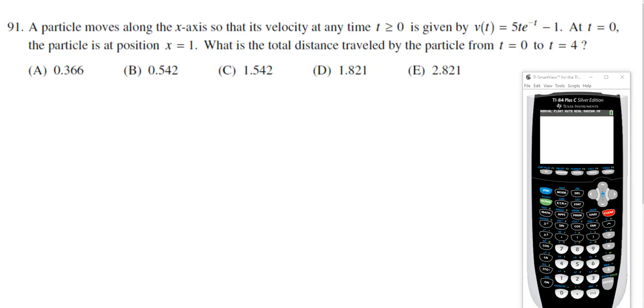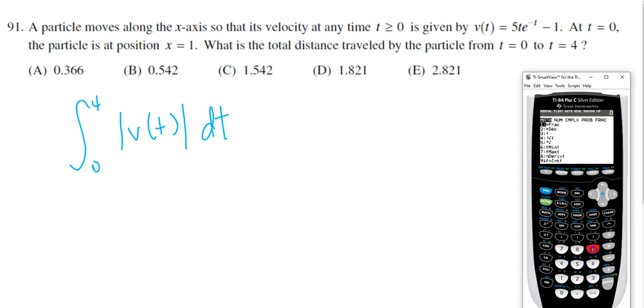All we want to know is the total distance. And so for total distance, remember, we go integral from a to b, so 0 to 4 in this case, of the absolute value of velocity. You integrate speed to get total distance. Total distance cannot be negative. So let's do that. We're going to go math 9. Type this in with me. Pause if you need to. Put your calculator. 0 to 4.